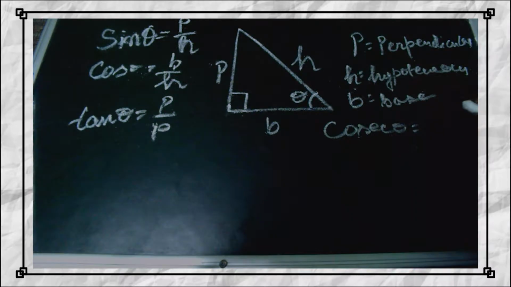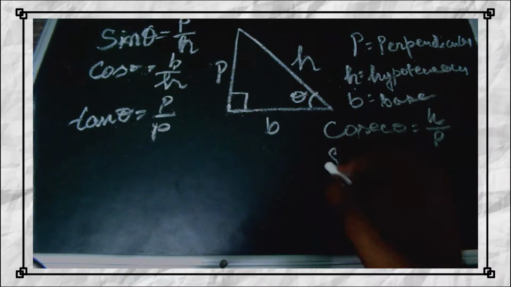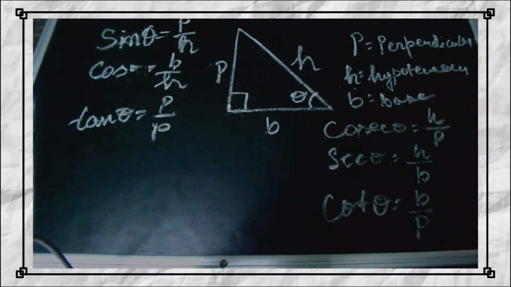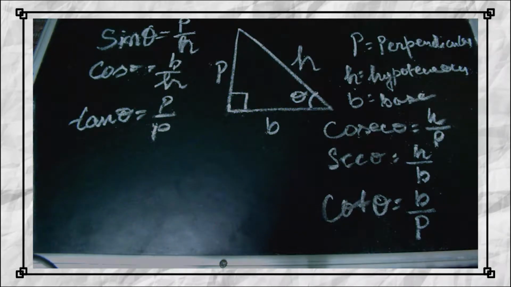Cosec theta denotes the ratio of hypotenuse by perpendicular. Sec theta denotes the ratio of hypotenuse by base. Whereas cot theta denotes the ratio of base by perpendicular. So these were the 6 fundamental trigonometric ratios which signify the ratio of different sides of a triangle.